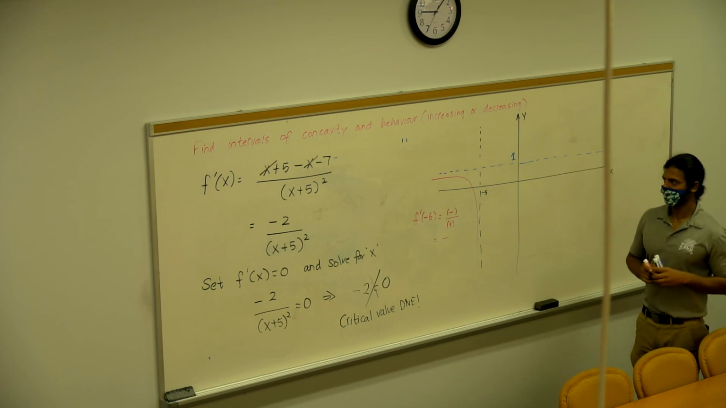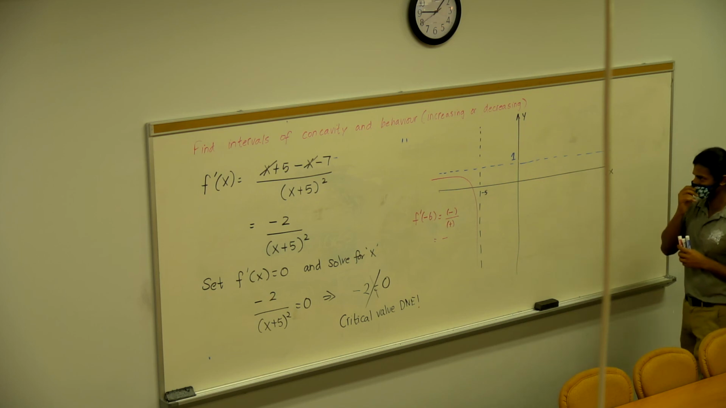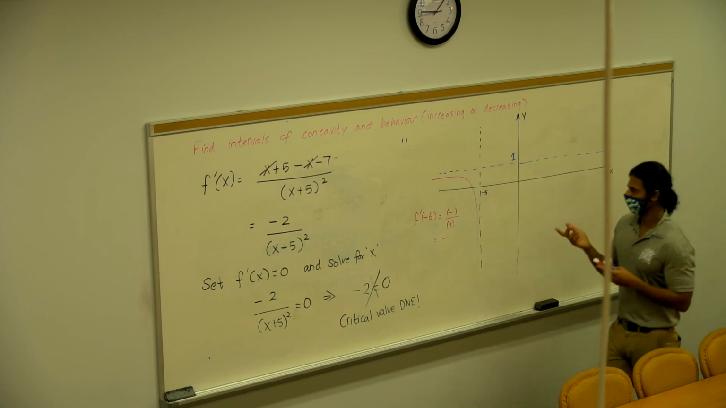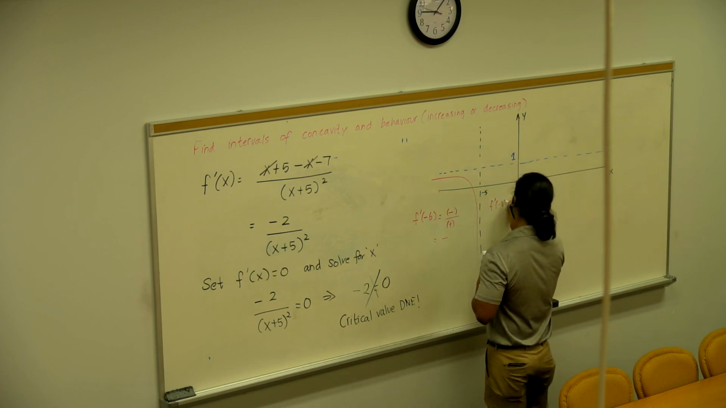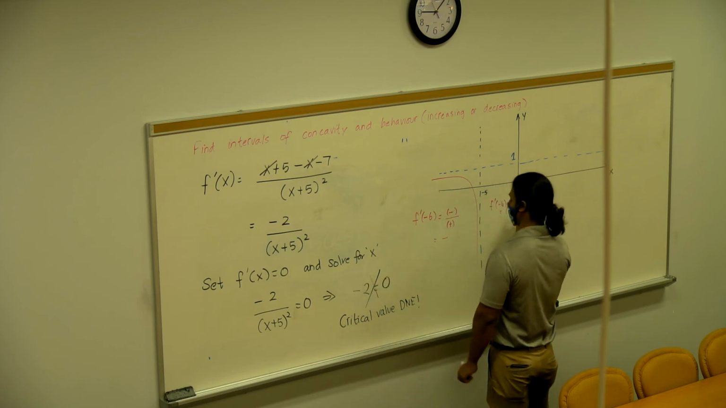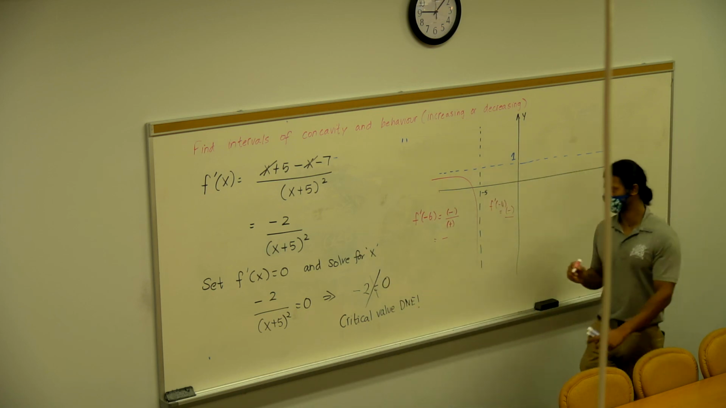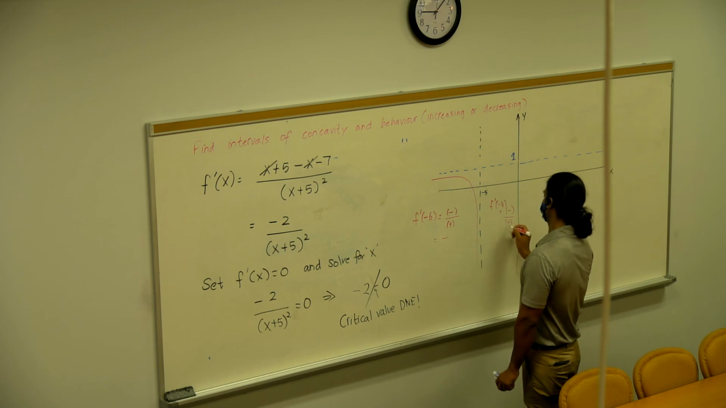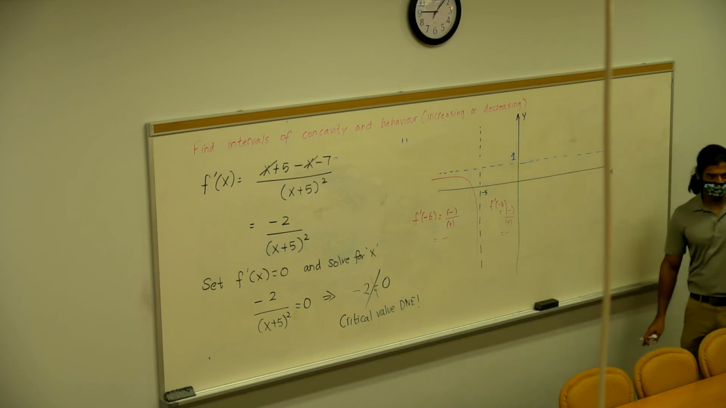Right? And we have to pick a number greater than negative 5. Negative 4. If I plug in negative 4, you still have a negative number over, no matter what you put in that square, it's going to be positive. Negative over positive is negative. So it has to be decreasing.